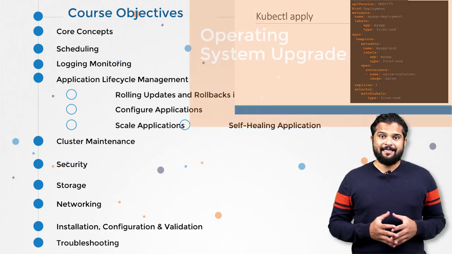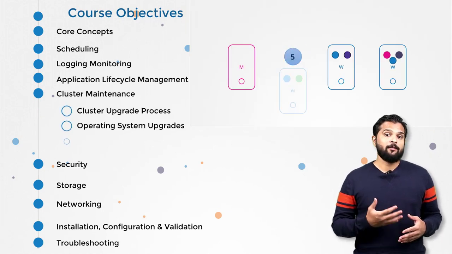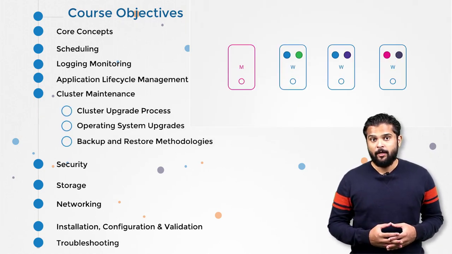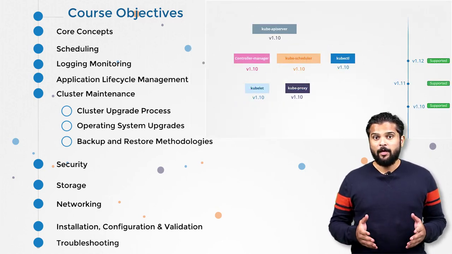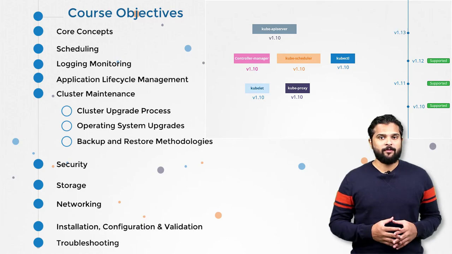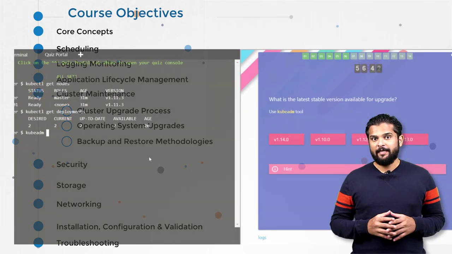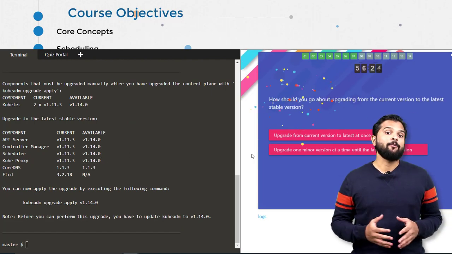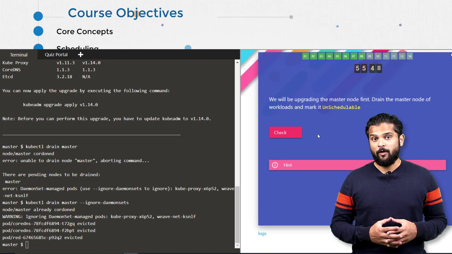In the cluster maintenance section, we look at the different options available to take down a node in the cluster for maintenance purposes. We then look at how software releases are organized in Kubernetes, followed by the cluster upgrade process. You will perform an upgrade to a live cluster yourself in the practice test without taking down the application. And finally, we look at the different backup and restore methodologies.